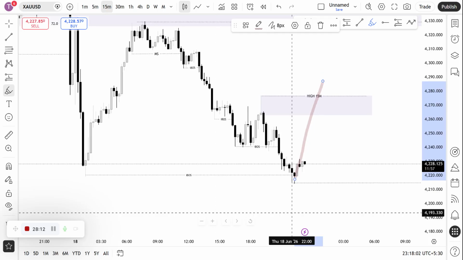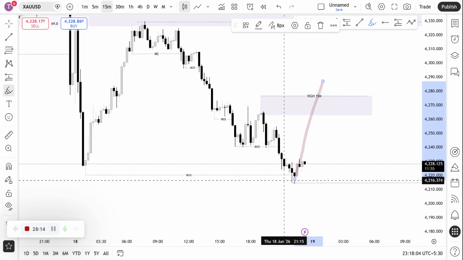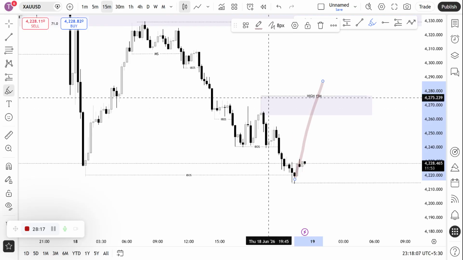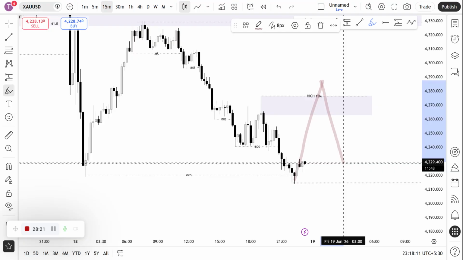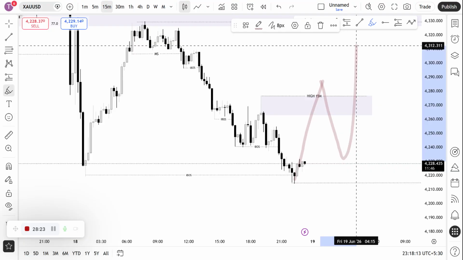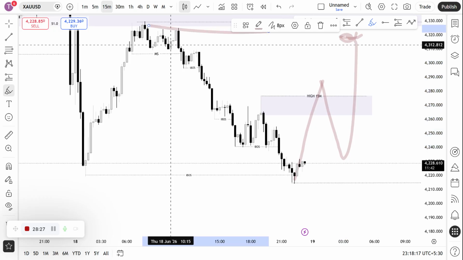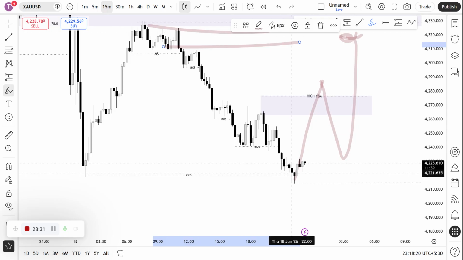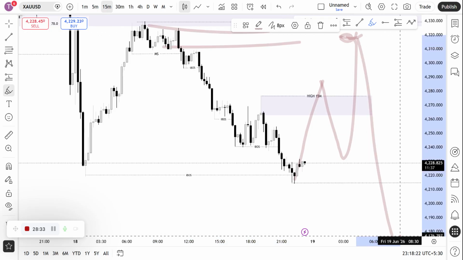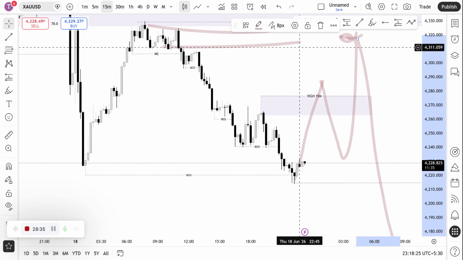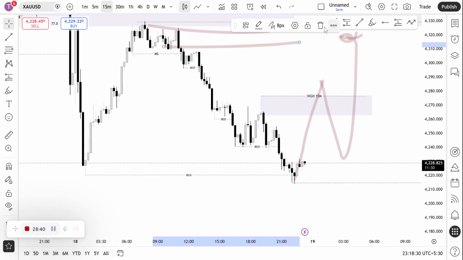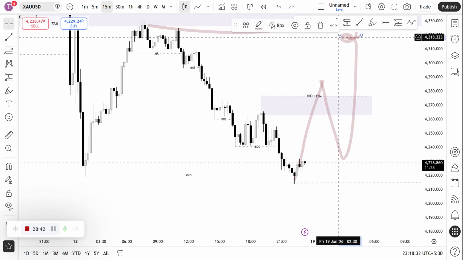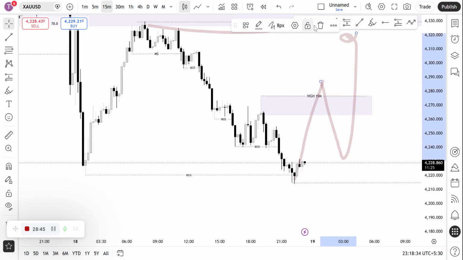M30 that causes the market to break the structure right here. So if this high is broken, then the market comes back here to retest. I'm going to know for a fact that the market is going to retest the order block, which is right here, that causes the market to break the structure right here and continue with the trend. Simple like that.